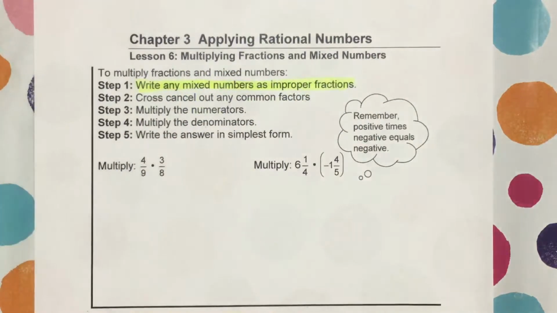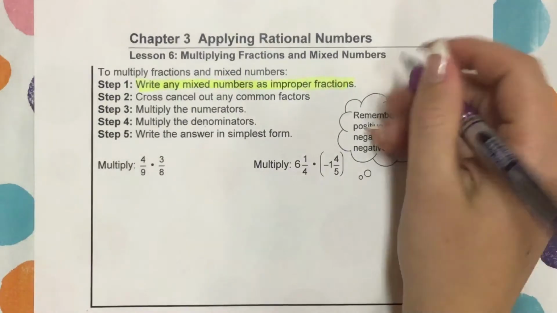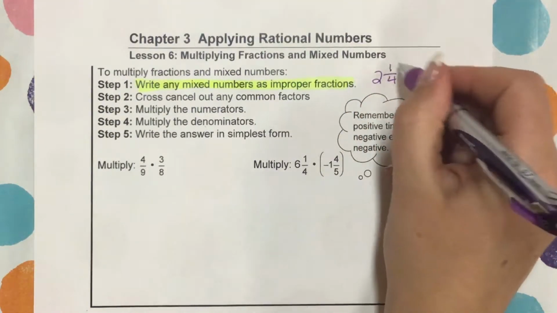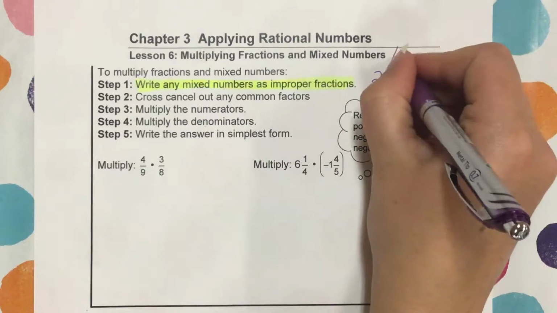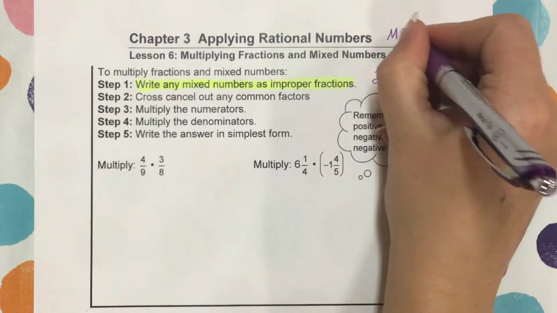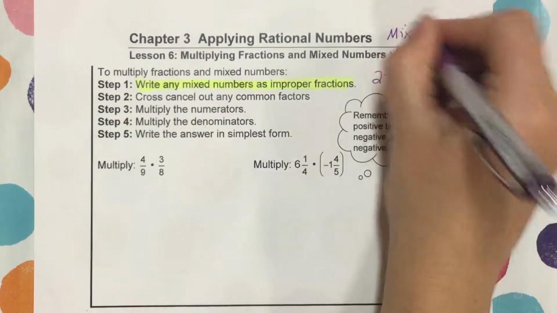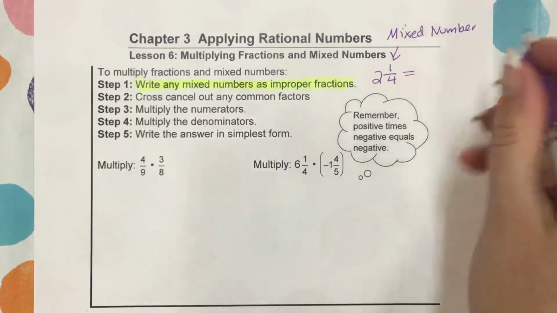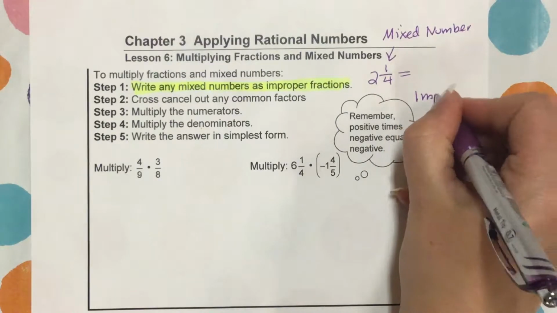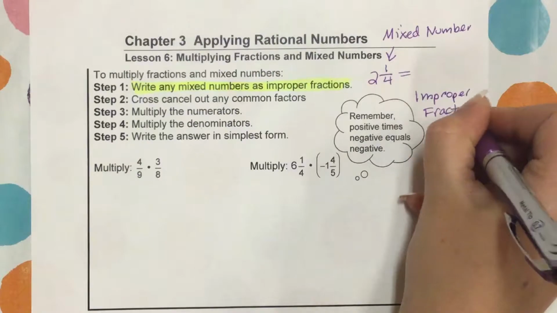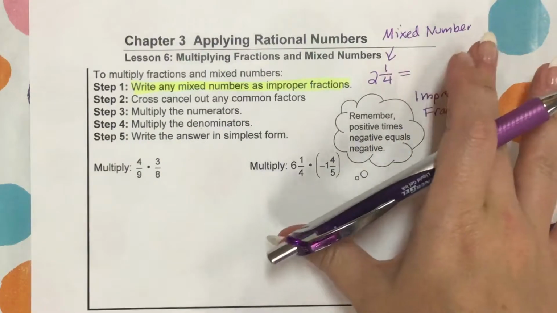So the first step is to write any mixed numbers as improper fractions. What that means, a mixed number is something like 2 and 1/4. That is a mixed number. And that is the same thing as an improper fraction. So what we need to do is write it as an improper fraction, and we talked about that last time. So let's go over how to change from a mixed number to an improper fraction.